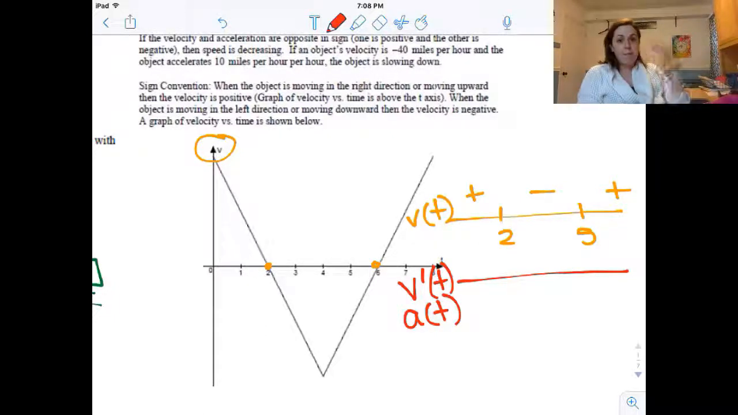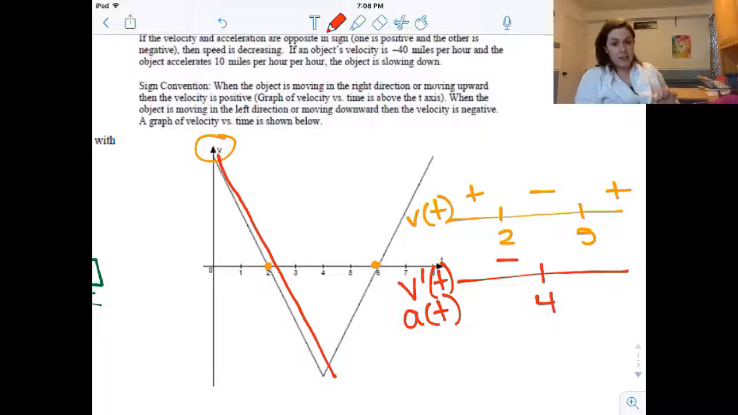So, okay, let's look at my slope of velocity. So here, velocity is sloping downward until 4, so that's negative. Here, it's sloping upward after that. So again, when I look at the derivative, I'm looking at the slope. So what I'm saying here is that I want my signs to match for it to be speeding up. So right here, this is positive, and acceleration is negative. So there, it would be slowing down.